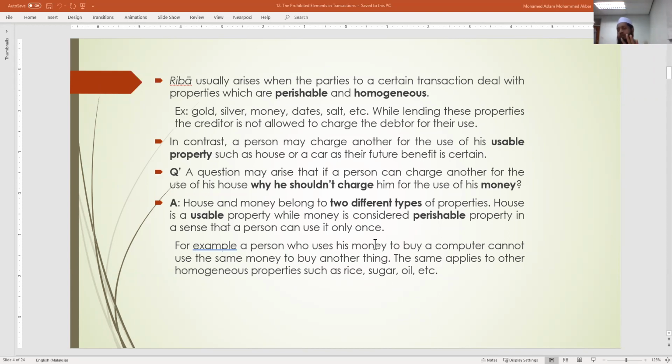So when you are lending any perishable or homogeneous product, for example, I'm lending a kilo of sugar to someone, I'm giving a kilo of wheat to someone, I'm giving 1,000 ringgit to someone, all these things are perishable and homogeneous. You got it? What I mean by perishable is, when I give you 1 kilo of sugar, definitely your concern is actually to consume that 1 kilo of sugar.